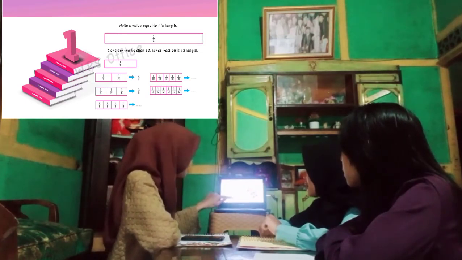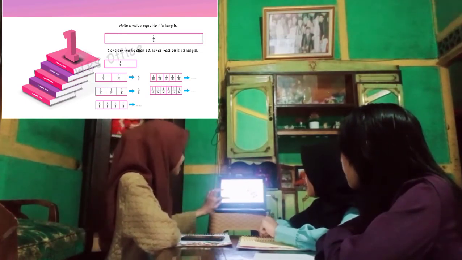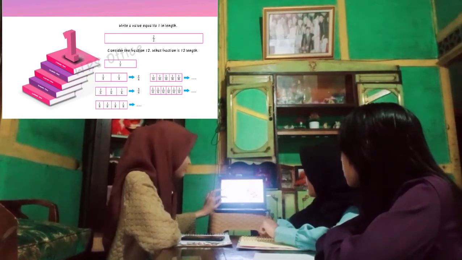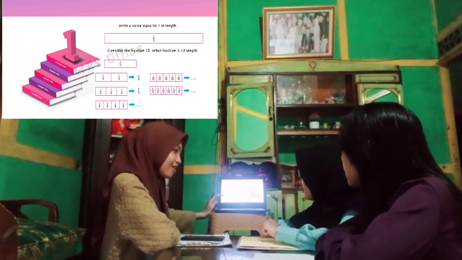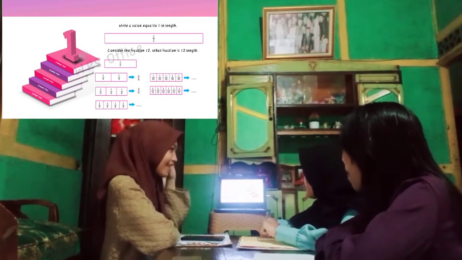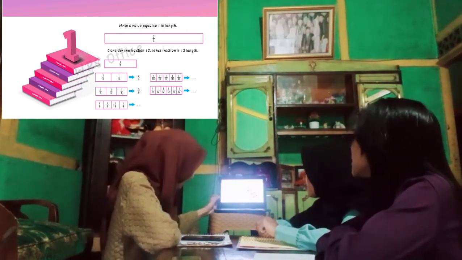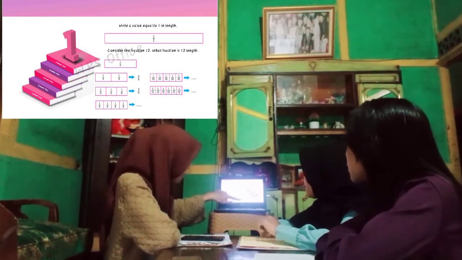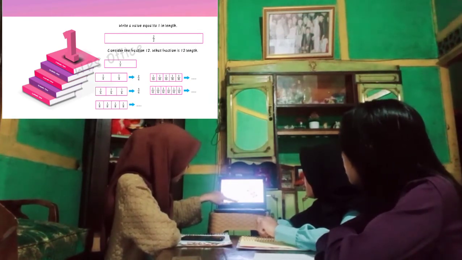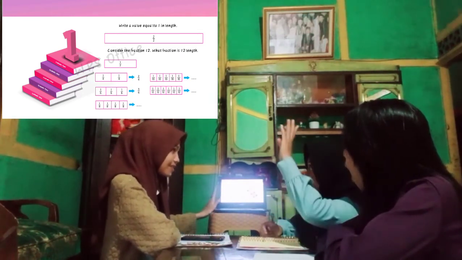1 over 10, 1 over 10, 1 over 10, 1 over 10. 1 over 10 is... Can anyone answer? Yes, 5 over 10. And 1 over 12, 1 over 12, 1 over 12, and so on.